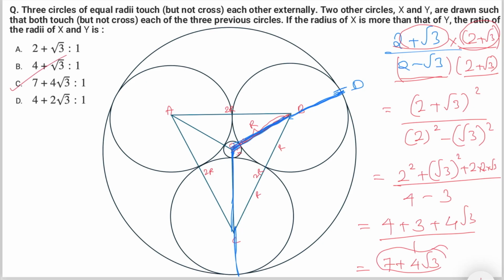Right? That's how you solve this question, guys. A very beautiful question. You just need to be very creative or imaginative to be able to make the diagram first. And once you get the diagram, it's a very easy question. That's how we do it. Though lengthy, but it's easy. The answer is option C, 7 plus 4 root 3.